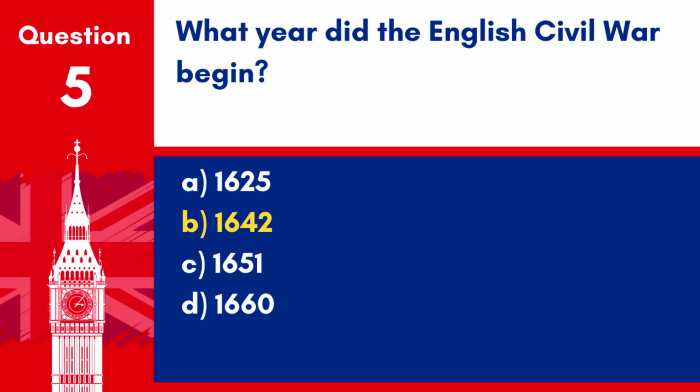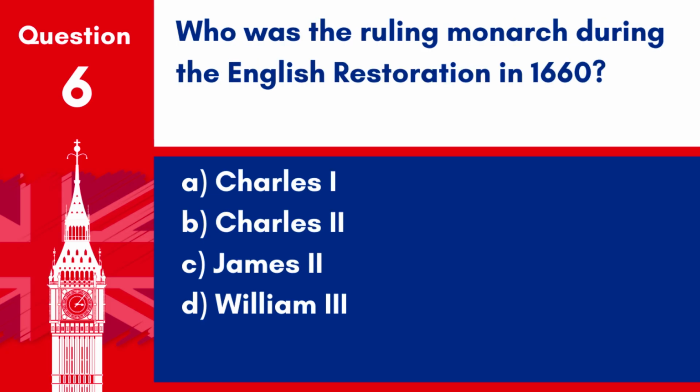Answer B. 1642. The English Civil War began in 1642, stemming from conflicts between Charles I and Parliament over issues of governance and authority. Question 6. Who was the ruling monarch during the English Restoration in 1660?